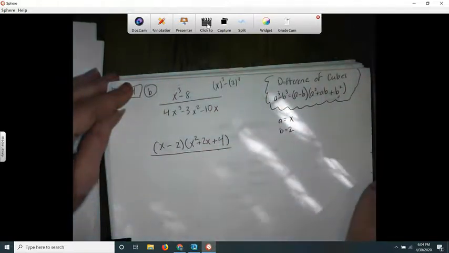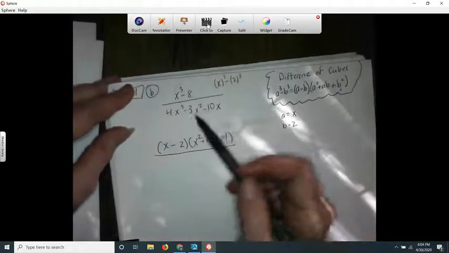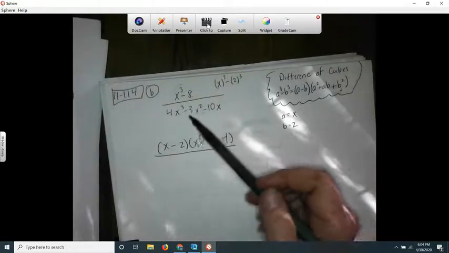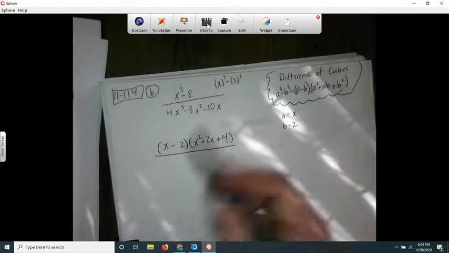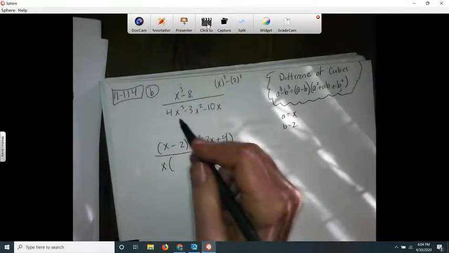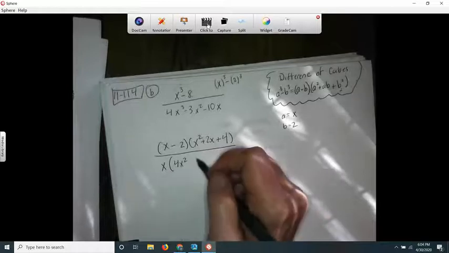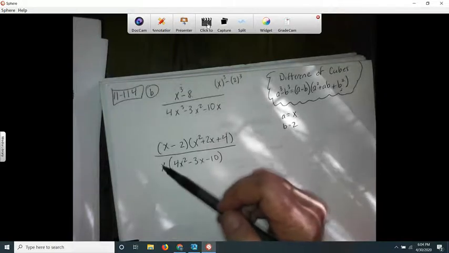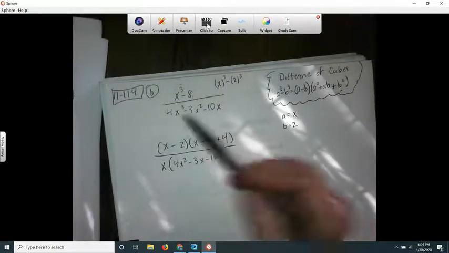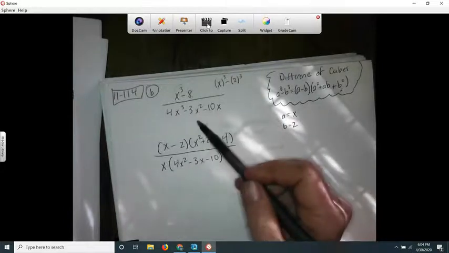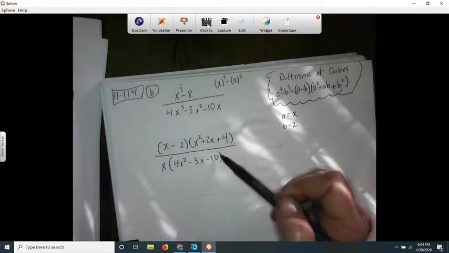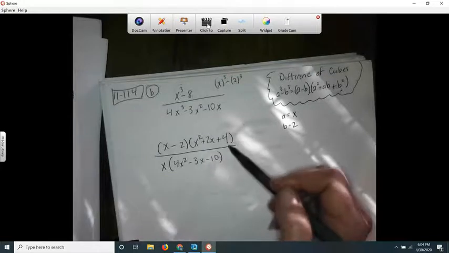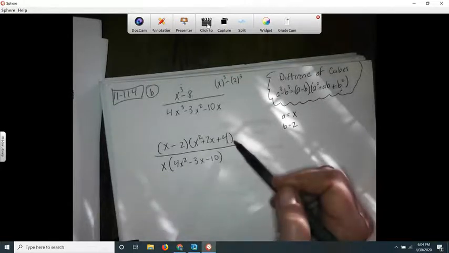Then on the bottom, I think this one confuses people because there was a typo, but also you can factor out an x. This will be x times 4x squared minus 3x minus 10. And if I wanted to check, x times 4x squared makes 4x cubed, and x times negative 3x makes negative 3x squared, and x times negative 10 makes negative 10x. Okay, so now I have some more factoring to do to simplify this.